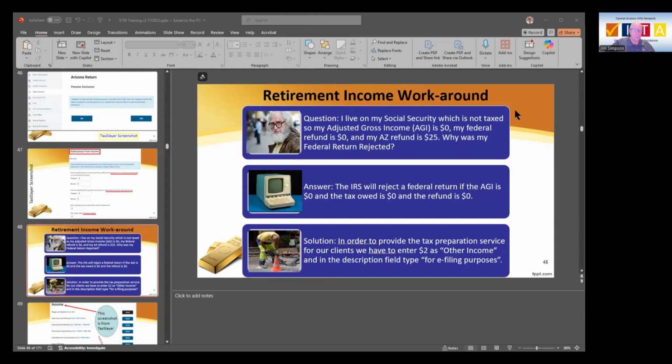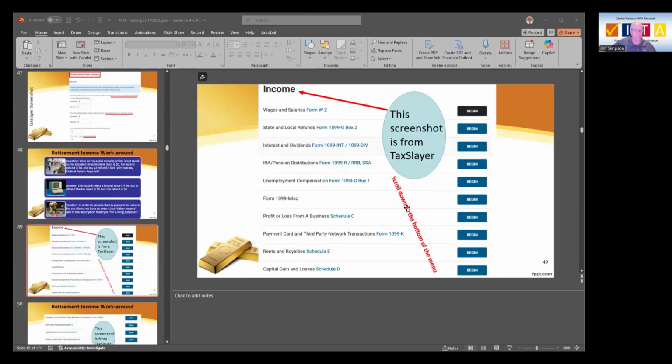However, if it comes up with zero AGI, like if all they've got is Social Security, which is not taxable, TaxSlayer will reject it. The IRS rejects a return with zero AGI. So we have to go in there and put in other income. We enter $2 as other income and say this is for e-filing purposes. It doesn't affect their taxes because their standard deduction wipes it out, but it allows the computers at the IRS to accept the return.